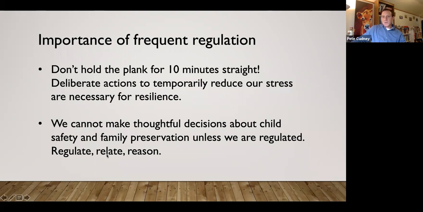We also, as I was just talking about, can't really make thoughtful decisions about child safety and family preservation unless we're in a regulated state. And so we have to regulate ourselves and others. We have to make sure that we're connected relationally with one another, and then we're going to be in a place to do our best thinking, our reasoning.